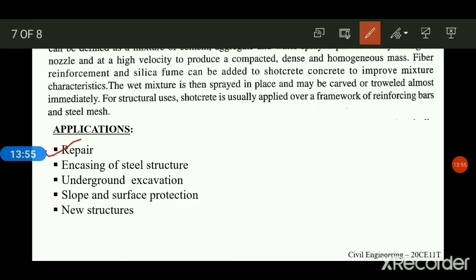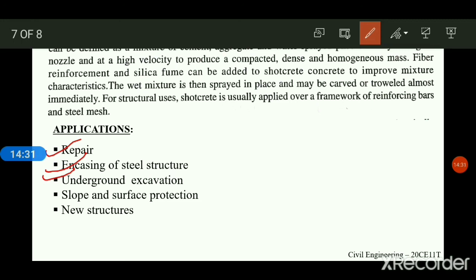Next application, encasing steel structures. What is it actually? It can be used to encase steel structures for fireproofing. And next, underground excavation. Shotcrete application in underground excavation ranges from supplementing or replacing support materials such as lagging, sealing rock surfaces, channeling water flow, and permanent lining.